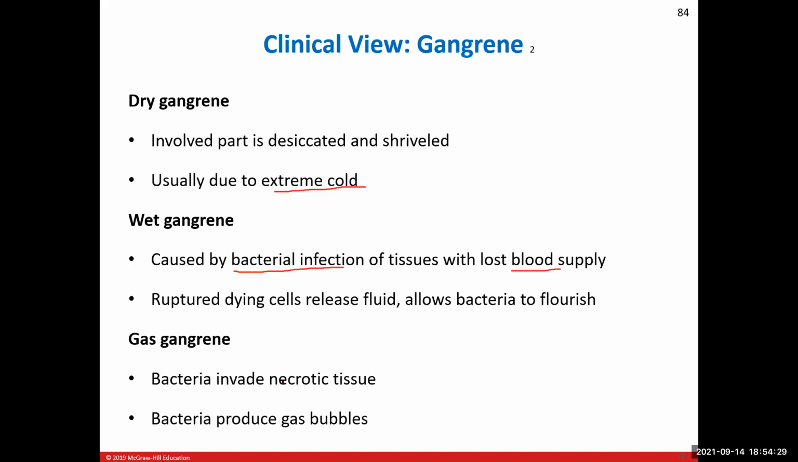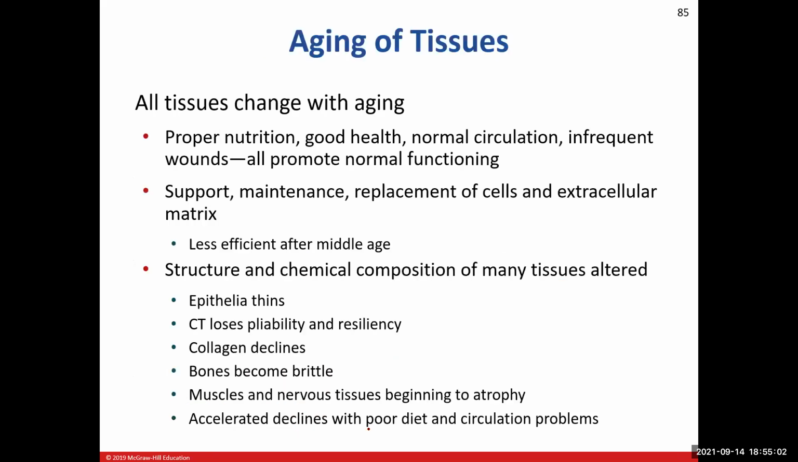Gas gangrene, again, involves bacteria, but now the bacteria have gotten into that dead tissue. Part of their metabolism is going to produce waste. Metabolism is the ingestion of nutrients and then the expulsion of wastes. As part of the metabolism of these bacteria, they'll start to produce gas bubbles in the tissue itself, and that's why we call it gas gangrene.